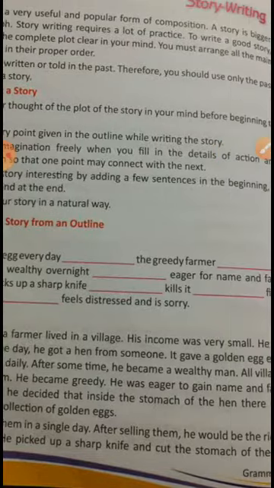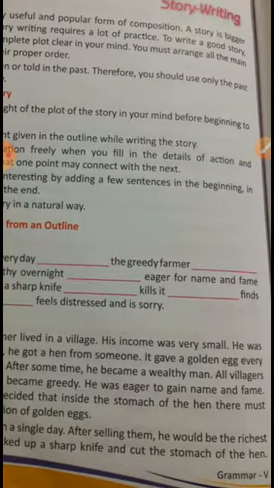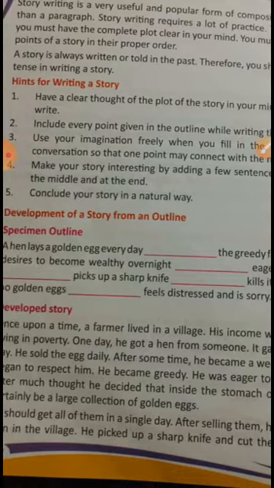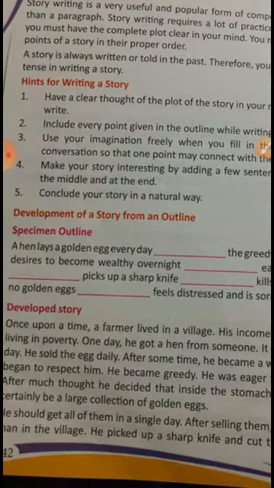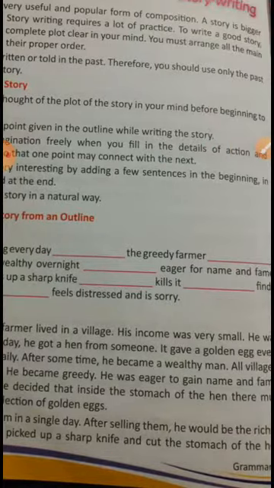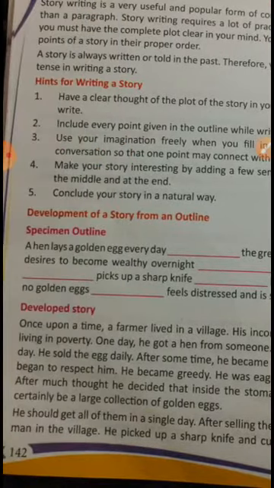You will fill in the details of action and conversation so that one point may connect with the next. Okay, that is, what happened next. Okay, there should be a connection with each point. Then make your story interesting by adding a few sentences in the beginning, in the middle, and at the end. Conclude your story in a natural way.